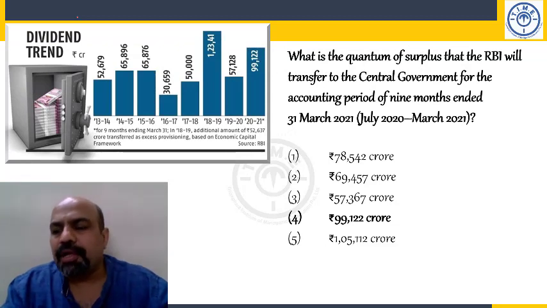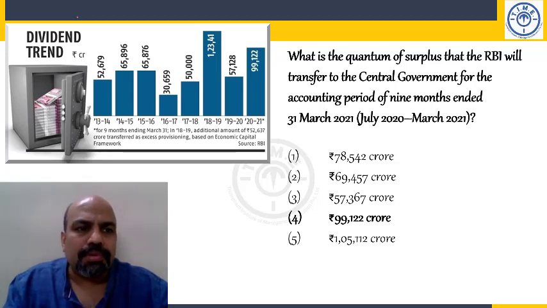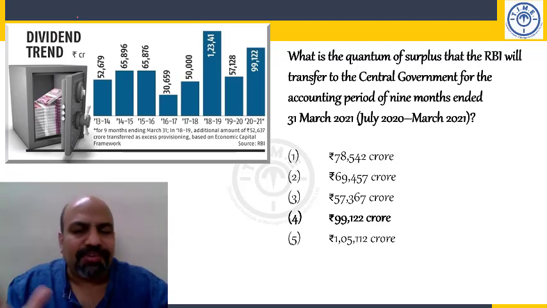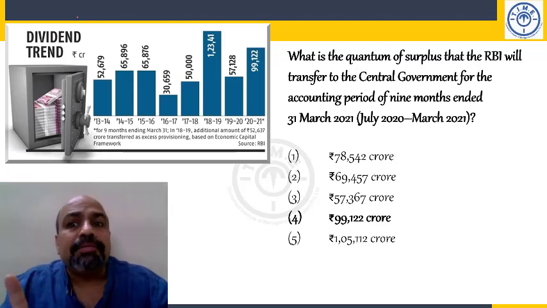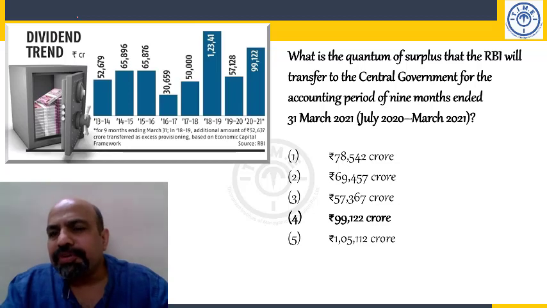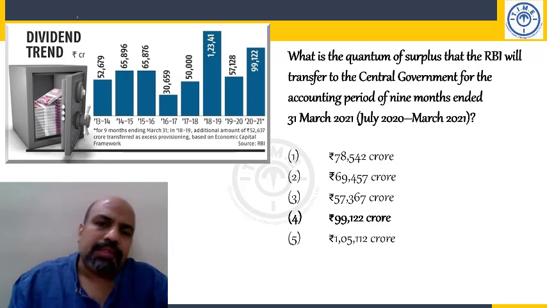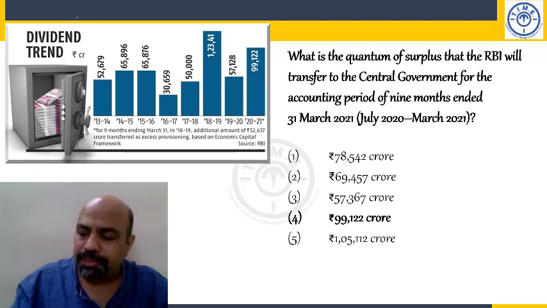What is the quantum of surplus that the RBI will transfer to the central government for the accounting period of 9 months, ended 31st March 2021. I'm just looking at the graph. So look at this. The amount is fine. I'm not really concerned about that. But what is that? 9 months. July 2020 to March 2021. So you write here. This is very important from the exam point of view. Okay? Write this important point.